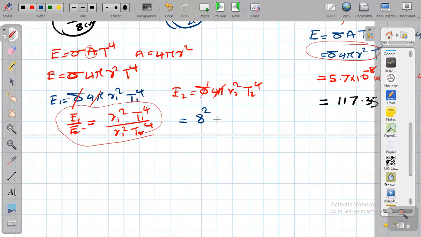8 square. The other one is 404. Right. Below that, 2 to the power 2 times, what is 800.